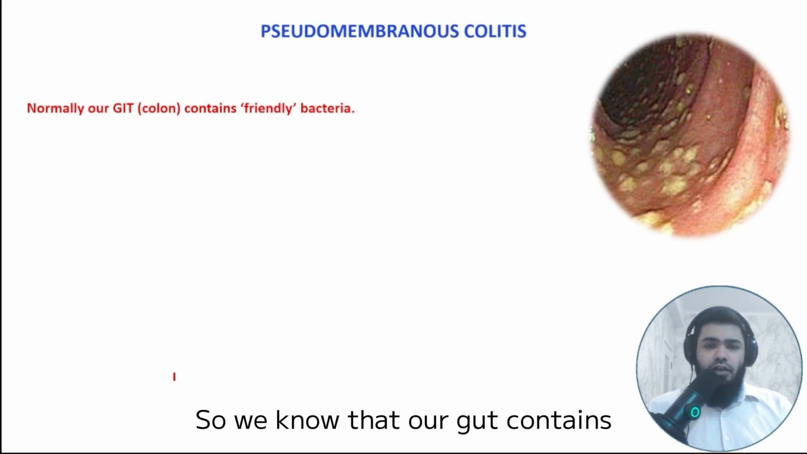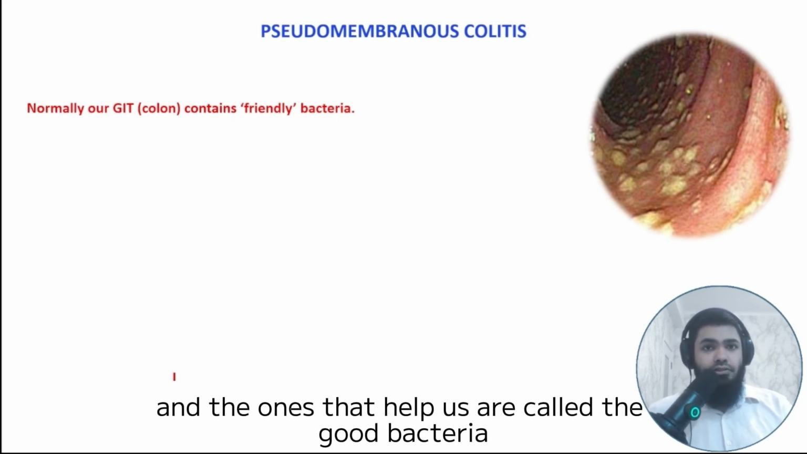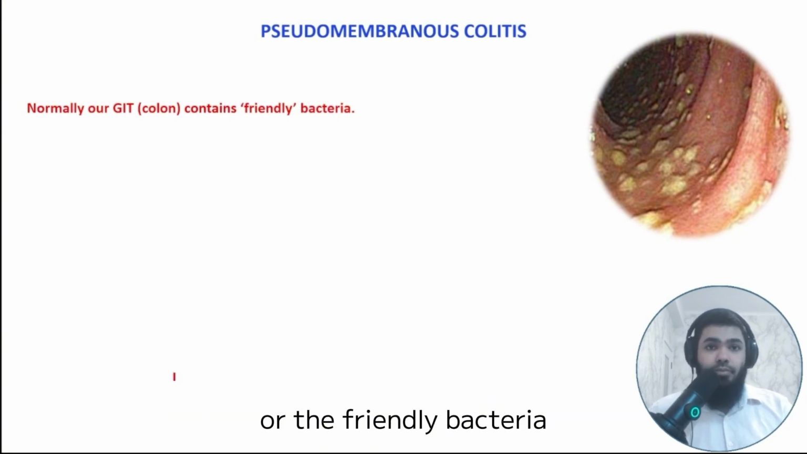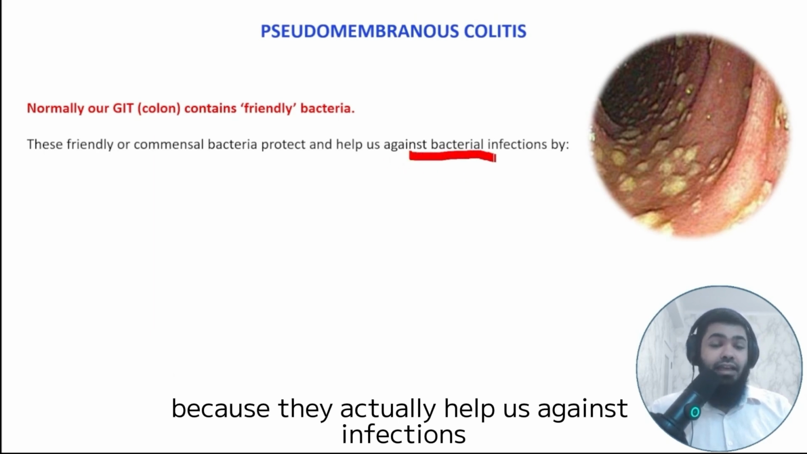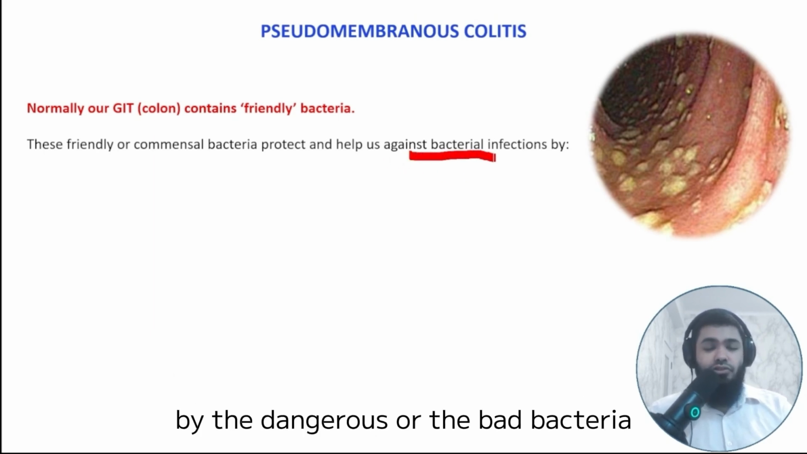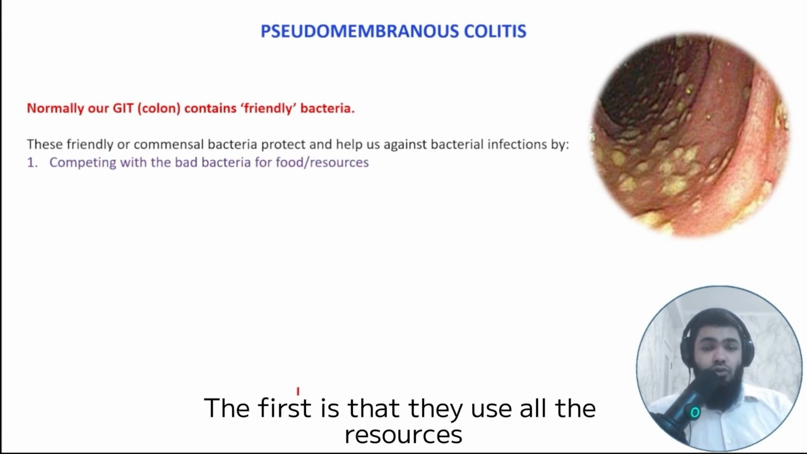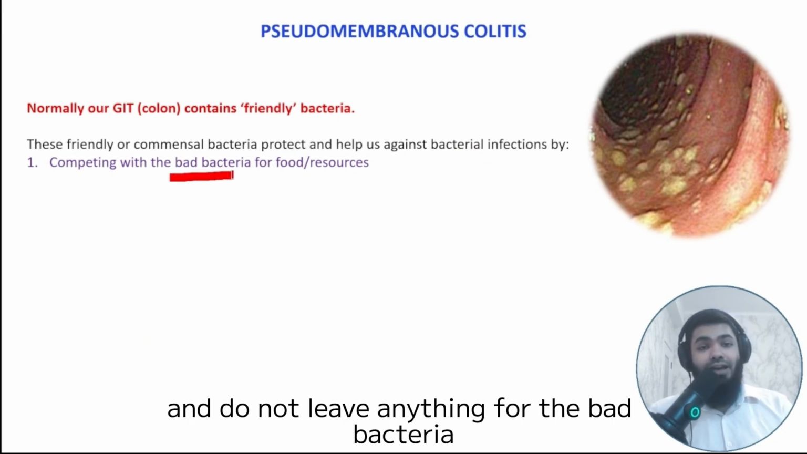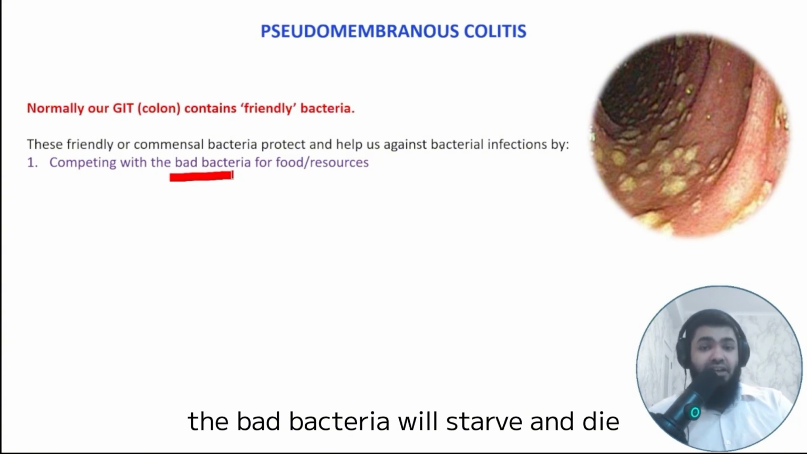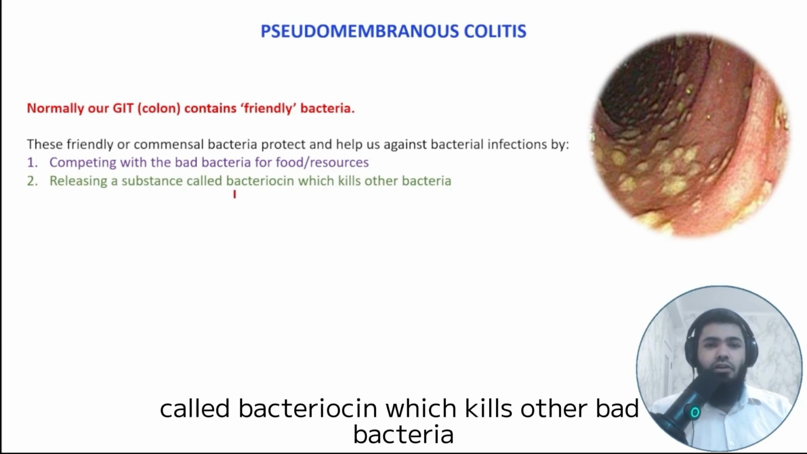So we know that our gut contains all sorts of microorganisms, and the ones that help us are called the good bacteria or the friendly bacteria. And we call them good or friendly because they actually help us against infections by the dangerous or the bad bacteria. And they do this in two ways. The first is that they use all the resources, all the food for themselves, and do not leave anything for the bad bacteria. So you could say, in a way, the bad bacteria will starve and die. And the second way is that they actually release a substance called bacteriocin, which kills other bad bacteria.